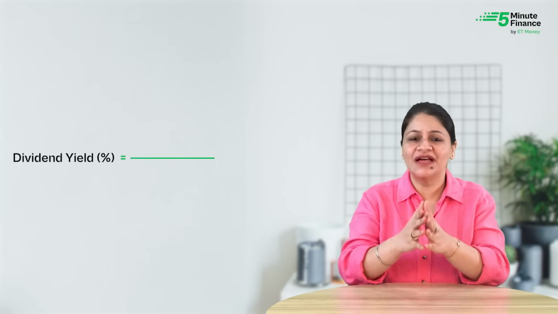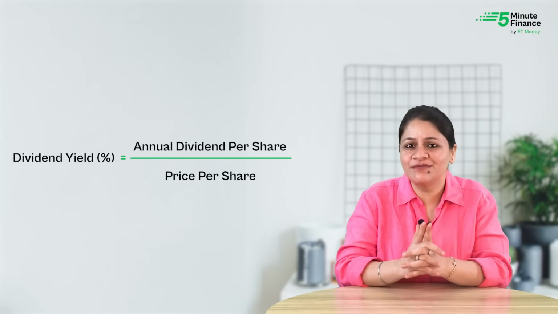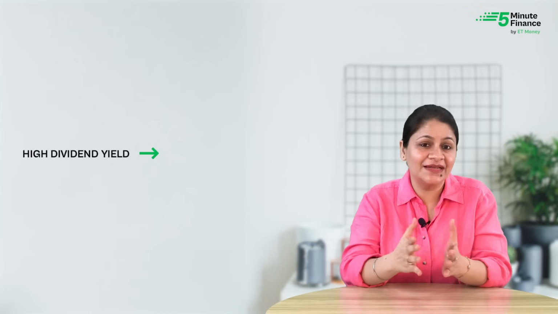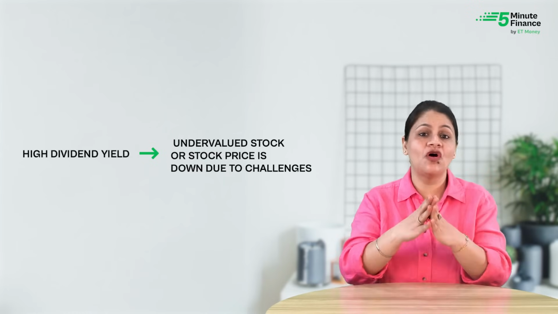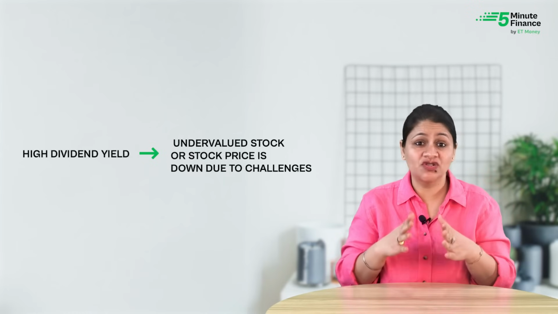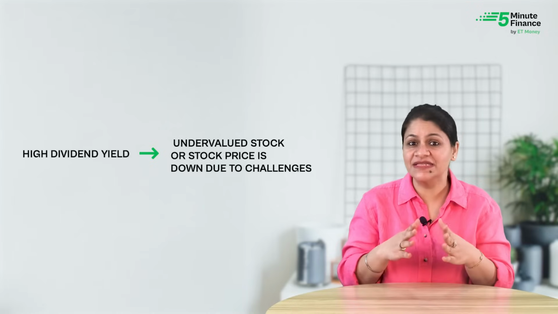Dividend yield is the financial ratio that shows how much a company pays out in dividends to its shareholders each year relative to its stock price. The formula is annual dividend per share divided by price per share. Now you can look at the dividend yield ratio in 3 ways. First, if the stock has a high dividend yield, it could indicate that the stock is undervalued or that the stock's price has dropped due to challenges in the business.